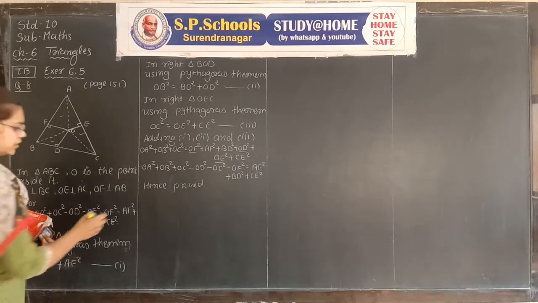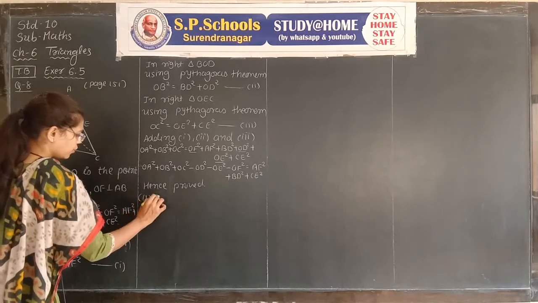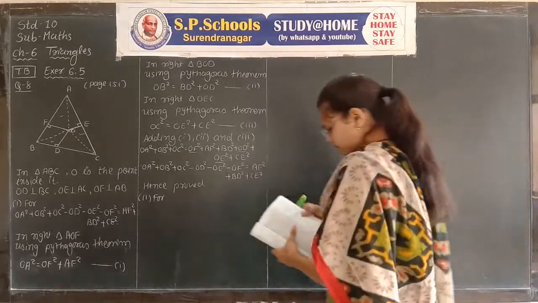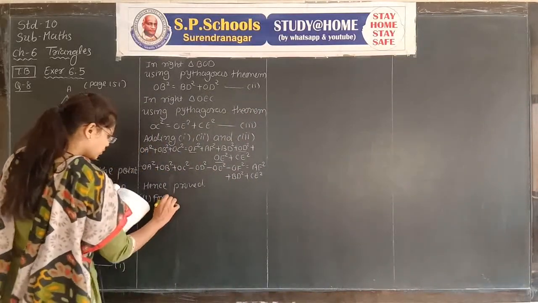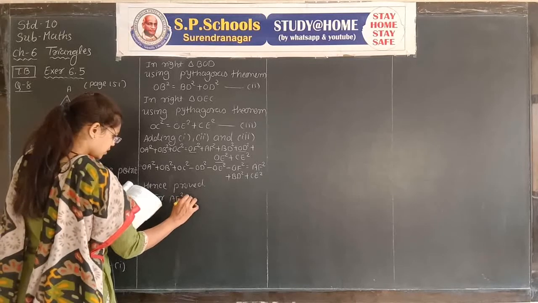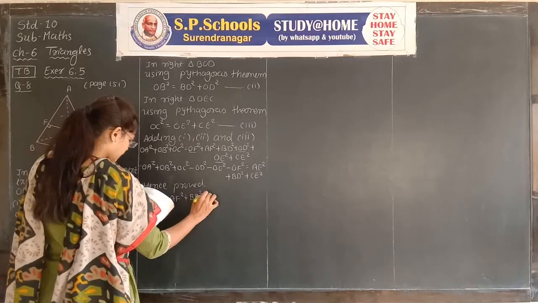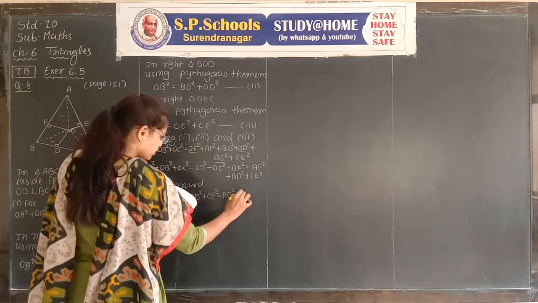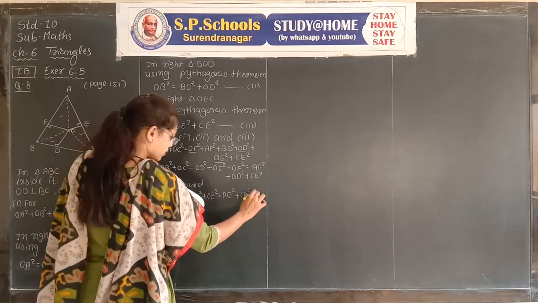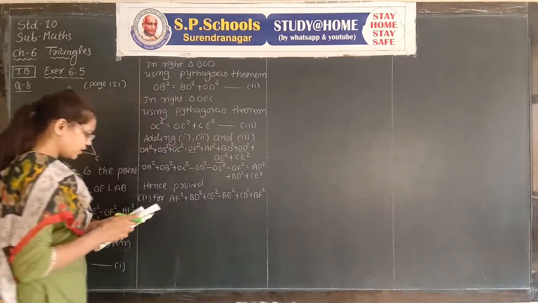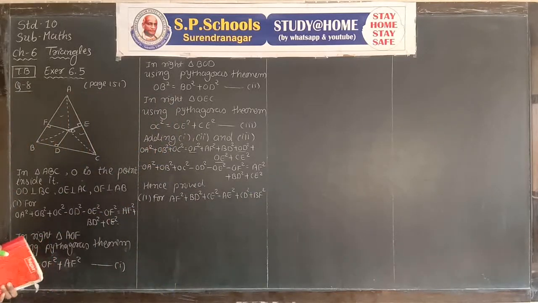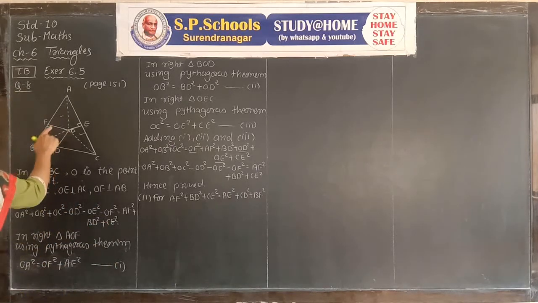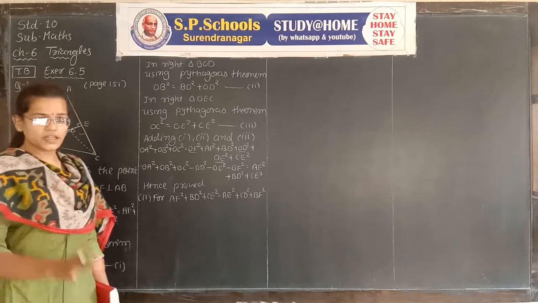Now for the second thing. What is given in the second one? AF square plus BD square plus CE square is equal to AE square plus CD square plus BF square. For that we have to apply the Pythagoras theorem in the remaining 3 triangles.